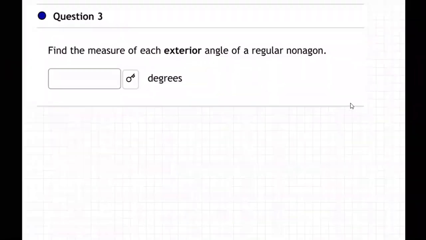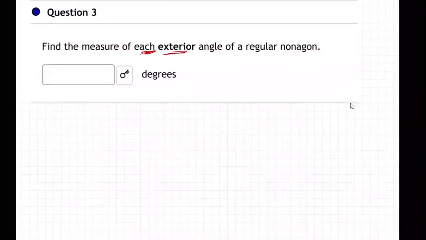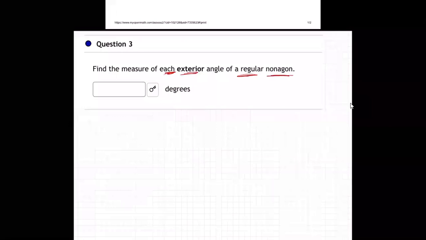Find the measure. Now we're back to each exterior angle of a regular nonagon. This means 9 sides. I looked it up on the internet. I honestly don't have all these memorized. I'm not going to expect you to have all these memorized.